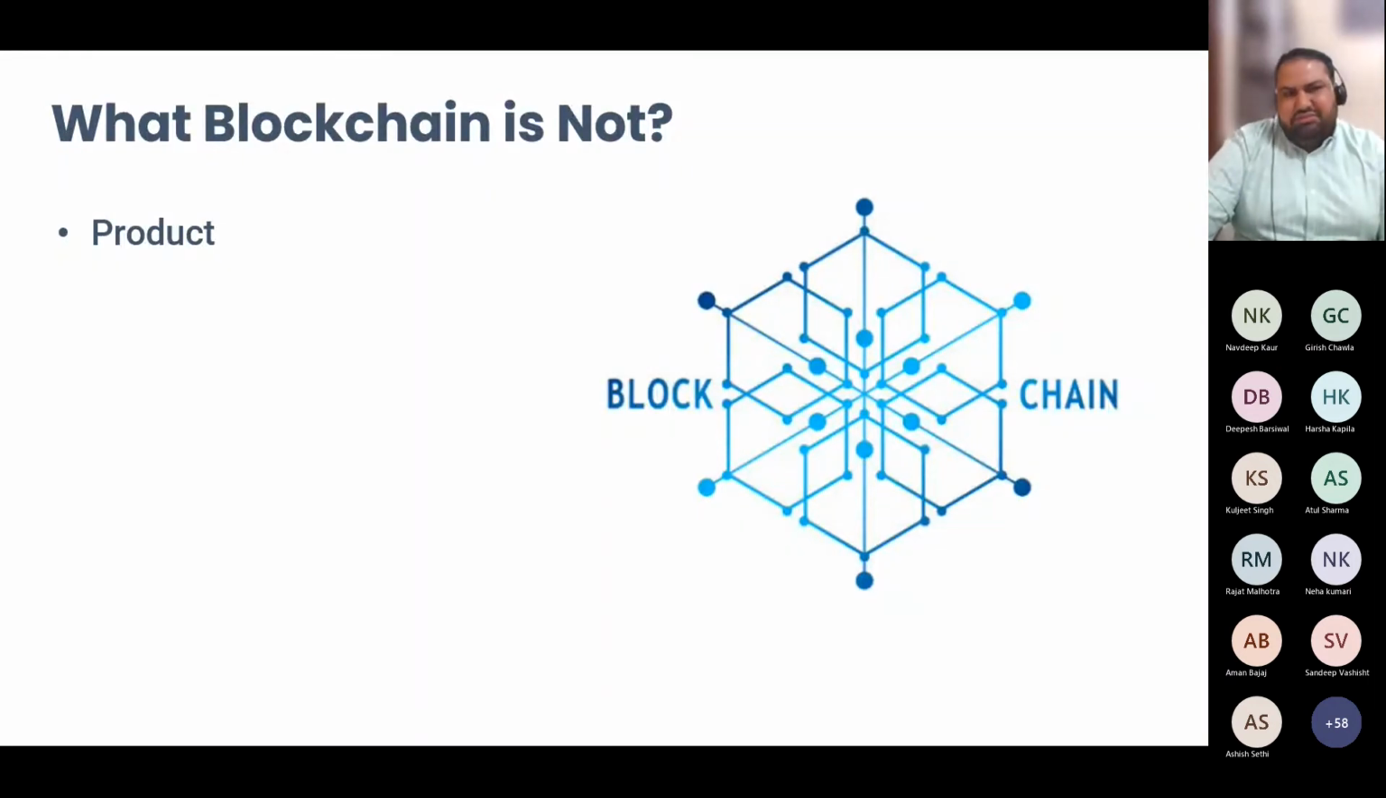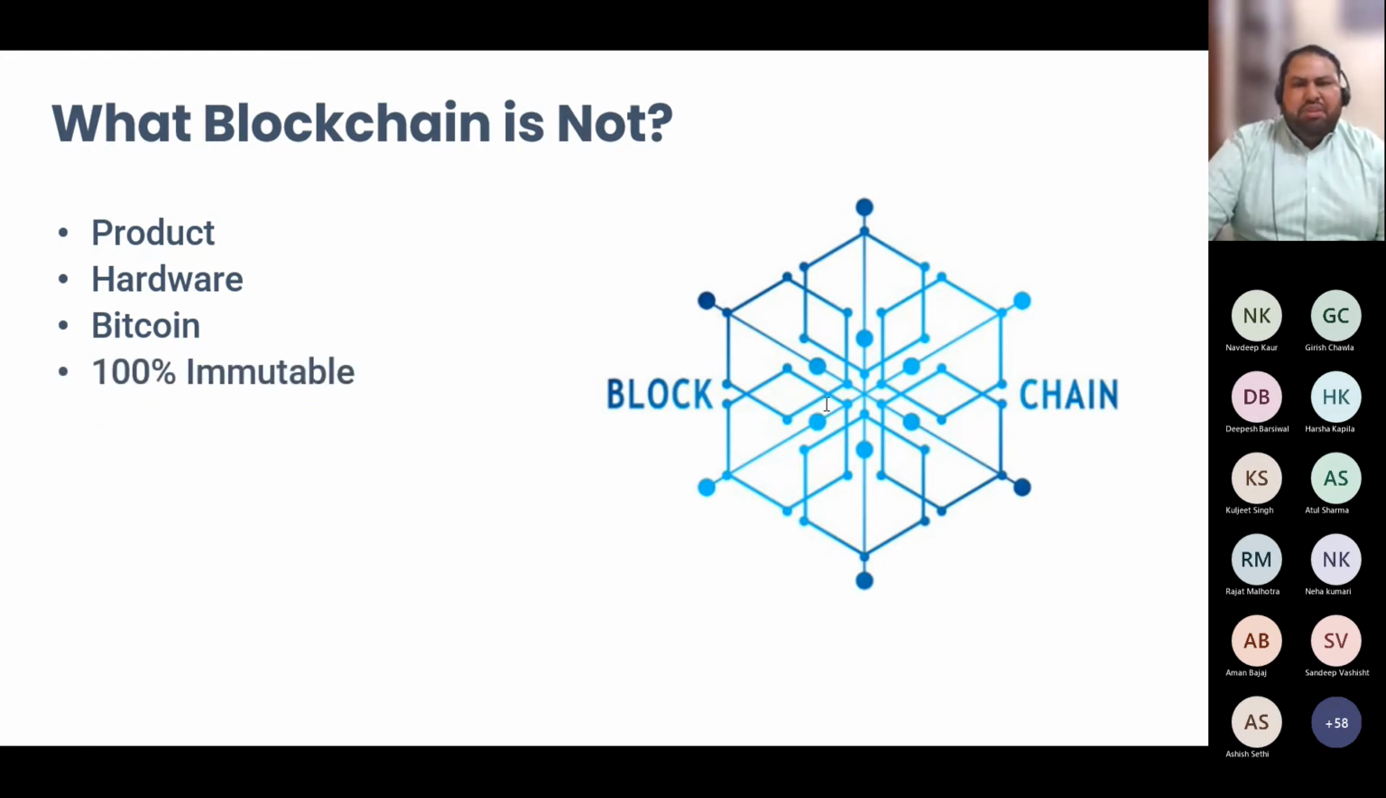The next one is hardware. Blockchain is not hardware. It does not have any physical form and hence is not a tangible thing. The next one is Bitcoin. Blockchain is not Bitcoin. Bitcoin is the cryptocurrency that is used to make payments, and blockchain is the underlying technology made by combining the principles of networking, cryptography, and business philosophy.